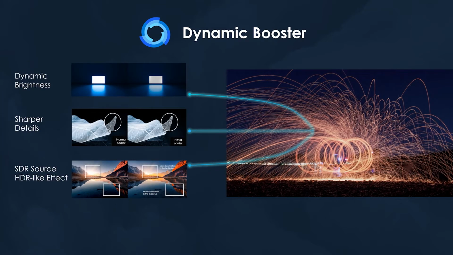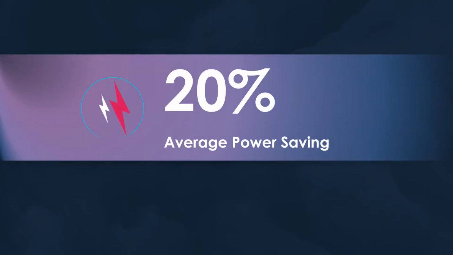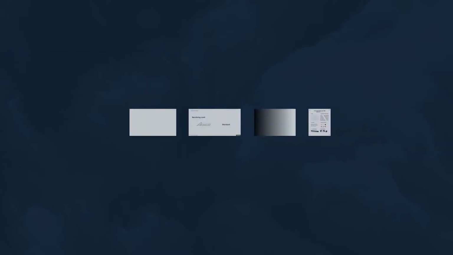NovaStar's dynamic algorithm analyzes frame-by-frame content to correct for exposure in highlights and details in shadows. A welcome bonus of all this efficiency from NovaStar is a very significant reduction in power consumption for your displays.